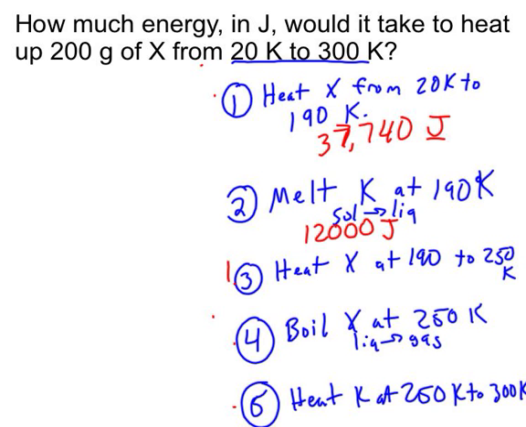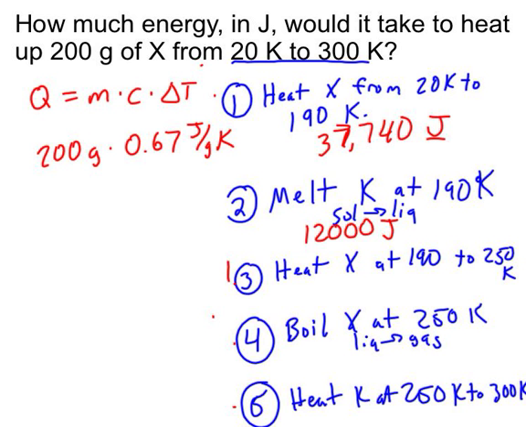Next, we are heating it up as a liquid. Same equation. If we're heating, it's Q equals mc delta T. So 200 grams. However, now it's a liquid. We can't use the specific heat of the solid. We have to use the specific heat of the liquid, 0.67 joules per gram Kelvin, times change in temperature, which is now 60 K. It's going from 190 to 250. So 200 times 0.67 times 60 K is 8,040 joules. This is pretty much all you do the whole way through.